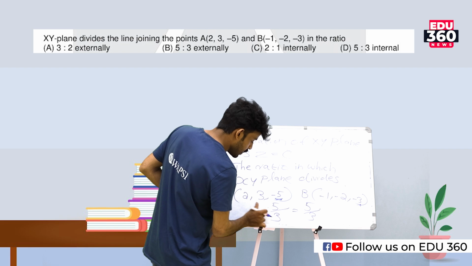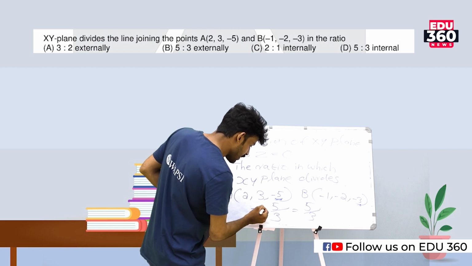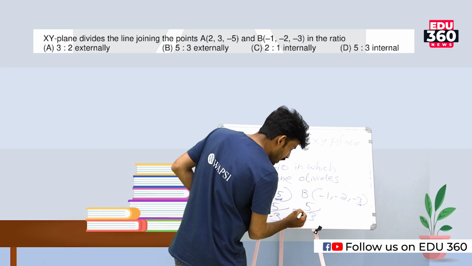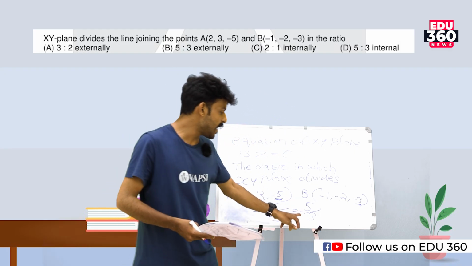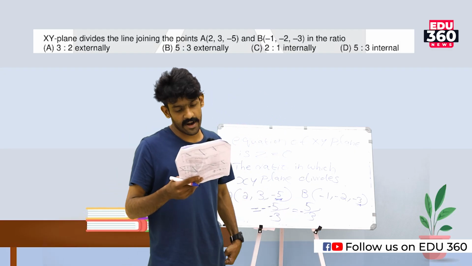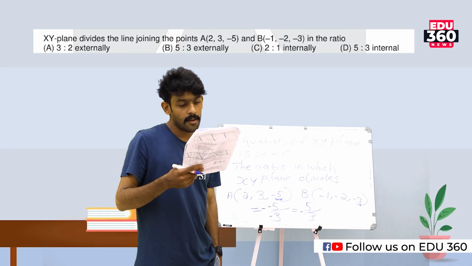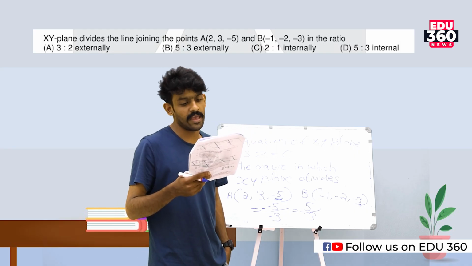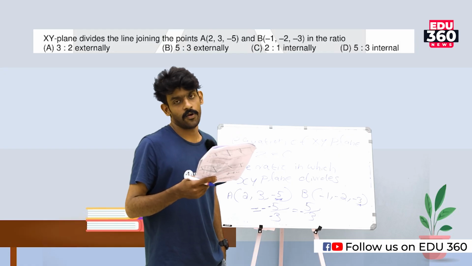Wait a second. So here it is minus of minus 5 by minus 3. So it is minus 5 by 3. Due to the minus, it divides externally. So here, minus 5 by 3. Option B is the correct answer. That means the ratio is 5:3 externally.